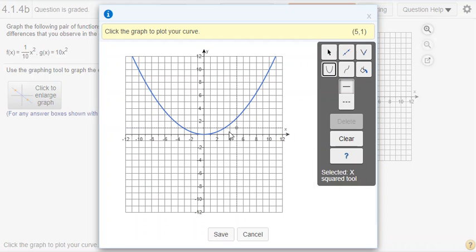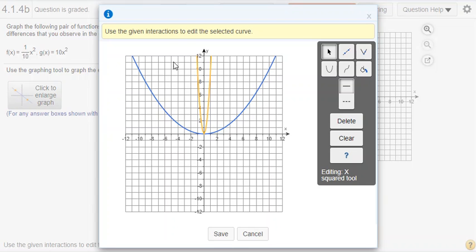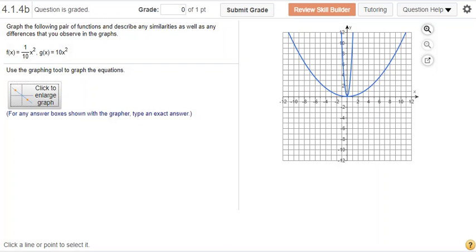Same thing is going to happen for the other graph. I'm going to click on its vertex, which is (0, 0), and this one has a vertical stretch of 10. And when I graph the function, I can see that showing up here, and I can save.